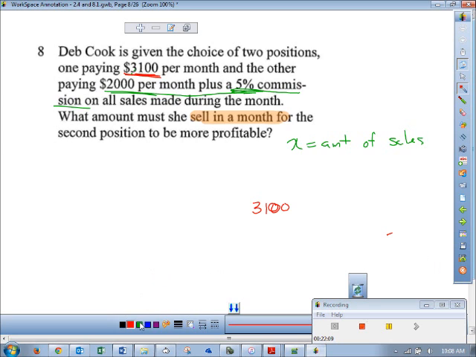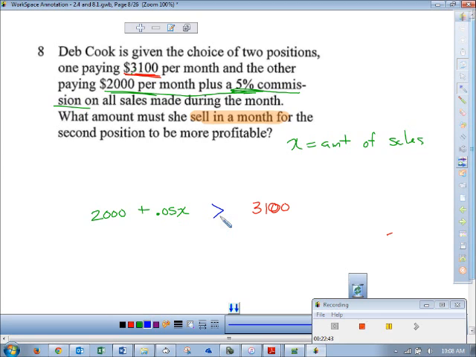Or the other option was she could have had that $2,000, right? Plus 5% commission on all her sales. And percent, we obviously need to change it to a decimal. Isn't that 0.05? Times the amount of stuff that she sold, which is how much? X. And what do we really want to know? The green one, don't we want to know when it's a better deal than the red one? Correct? So we want to know when the green one is greater than the red one. That's what we want to know.